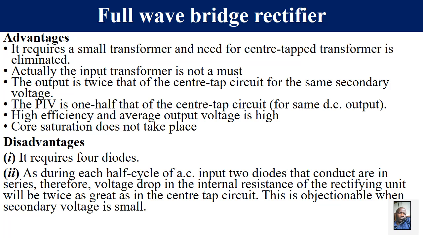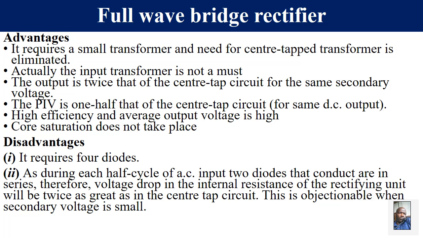Then the output is twice that of center tap for the same secondary voltage, because in a center tap transformer, half the secondary voltage is fed to the output resistor RL. Then peak inverse voltage is VM, whereas in center tap it is 2 VM, hence it is half that of the center tap. Then it has got high efficiency since it makes use of both half cycle inputs, and the average output is high. Then there's no core saturation.